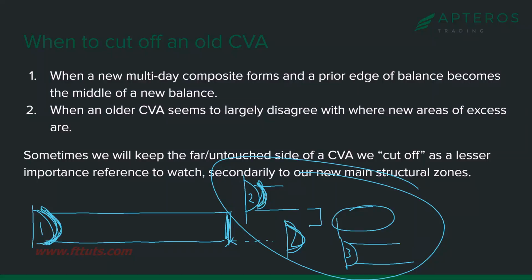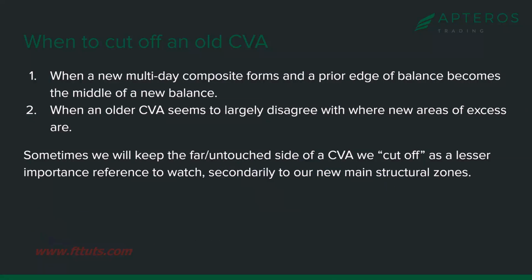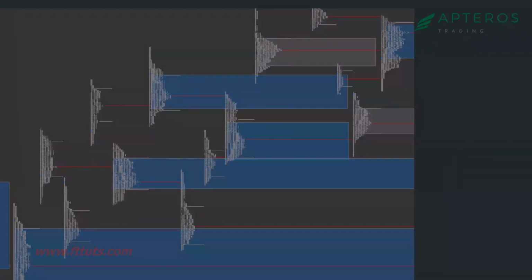So that happens less often, but it is something to be aware of and note that we will use it. So here's just a screenshot of some charts of mine and whatnot. Where did I cut off CVAs? Okay, I cut this one off because its value low became the middle of a new balance. We could continue to use this one and look at where this day held on top of was that area. A lot of times I will actually delete the upper and lower secondary lines if I ever draw those. I will only though cut off old CVA structure.